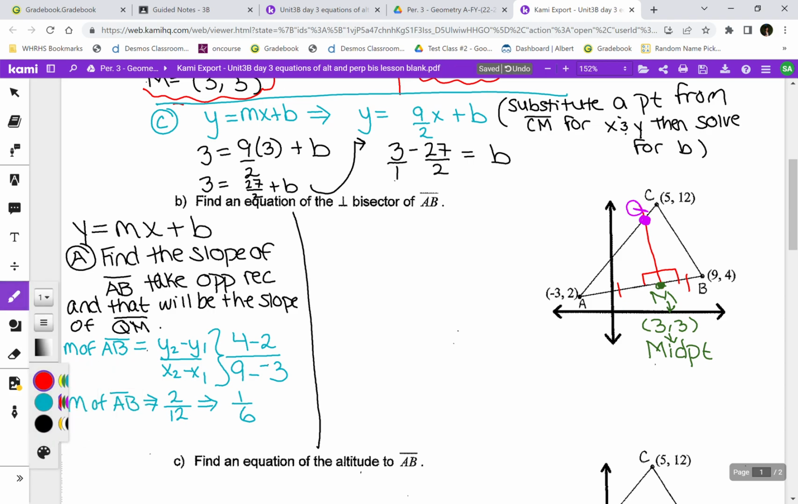Therefore, the slope of QM is going to be 6. You got it. Oh, so it doesn't have to be negative. Oh, sorry, -6. You're right. Opposite reciprocal. That was positive. So the slope of QM is -6.